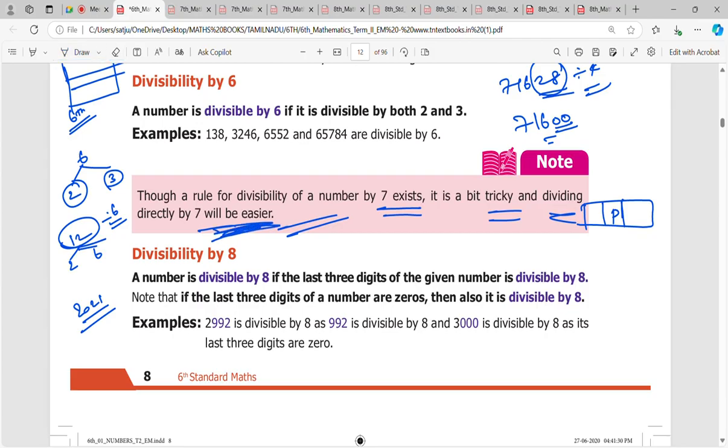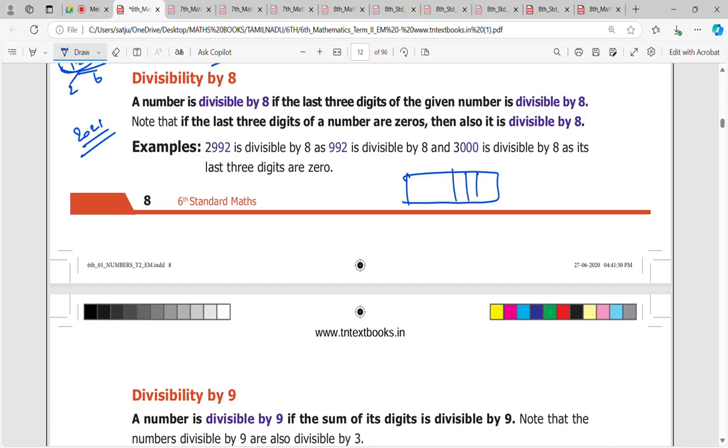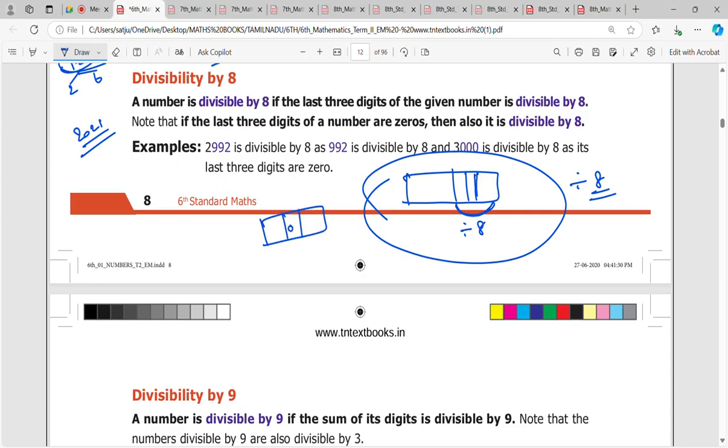The divisible by 8 rule plays a vital role here. Focus on the last 3 digits. If the last 3 digits are divisible by 8, the full given number is divisible by 8. Even if the last 3 digits are 0, it is completely fine, then also it is divisible by 8. Check your example: 2992. 992 is divisible by 8, so therefore it is divisible by 8. 3000 is divisible by 8 because the last 3 digits are 0.